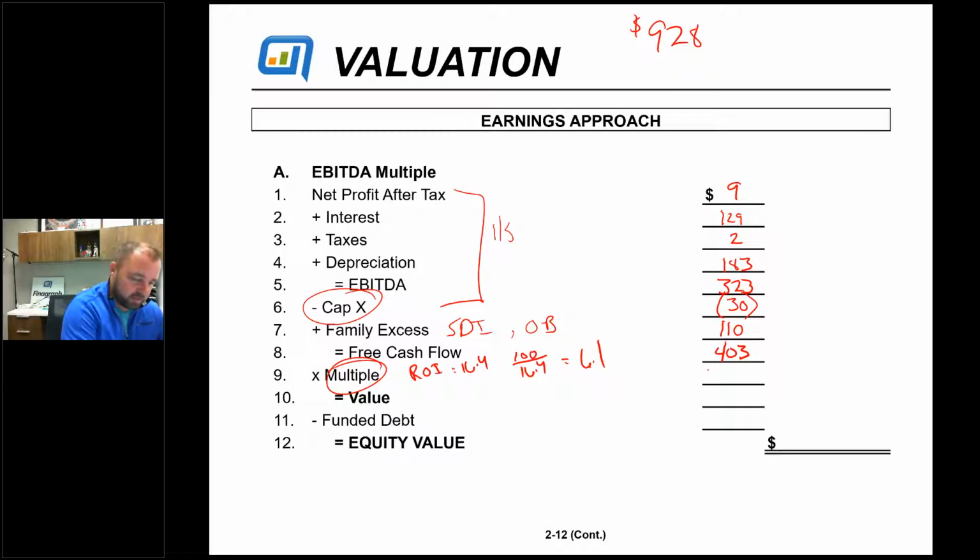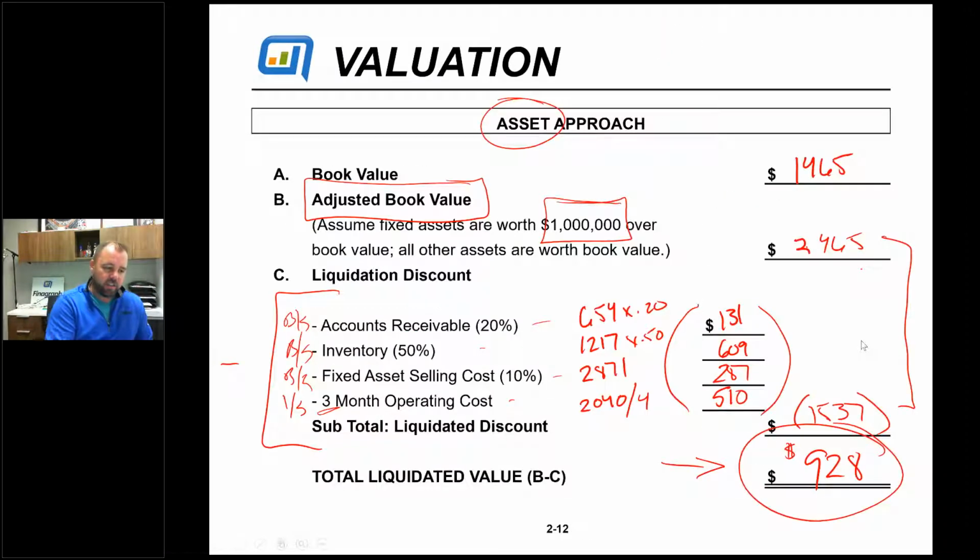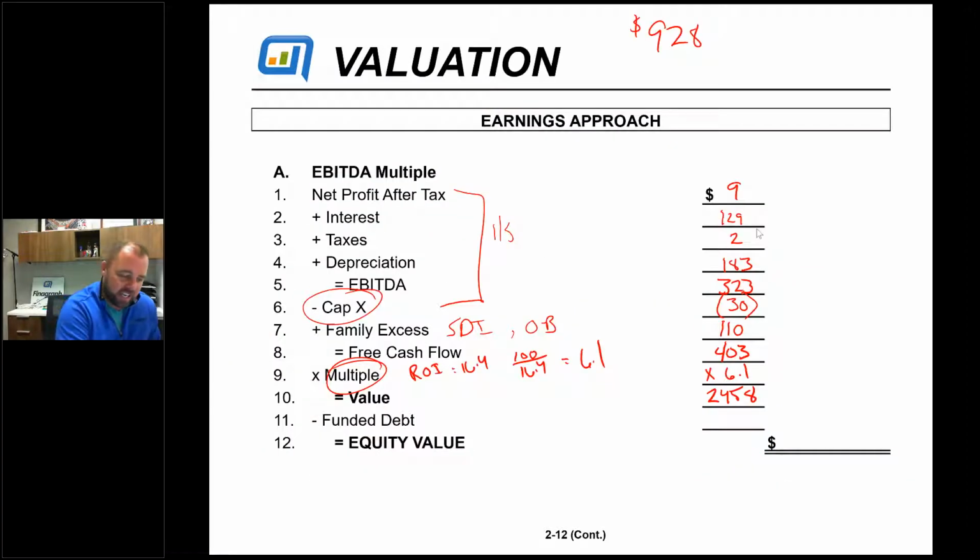So I'm going to take that by 6.1. And when I do, 403 times 6.1 equals 2458. Super interesting, right? Because look at what the appraised value was, 2465. So it doesn't matter how we slice it up. Now I have 2465 as an appraisal. I also have my EBITDA number of 2458, right? We're right around that 2.5 mark.